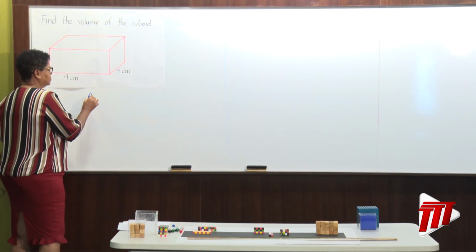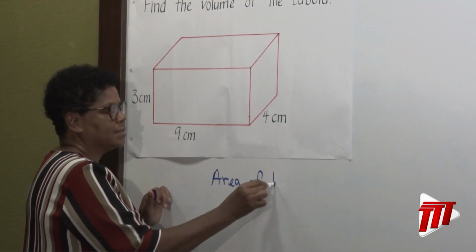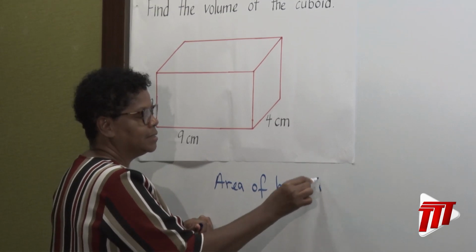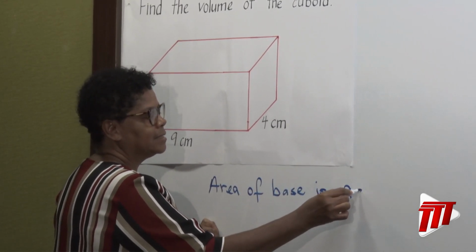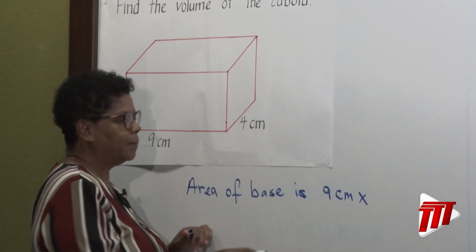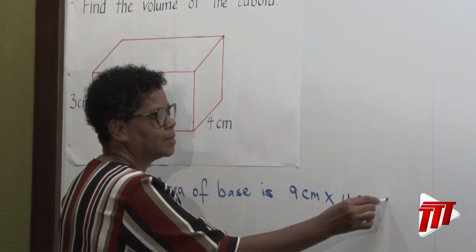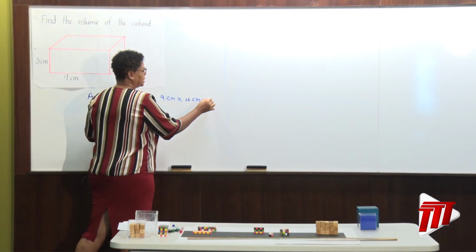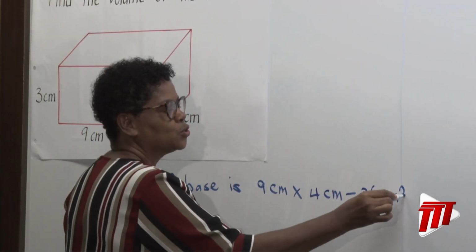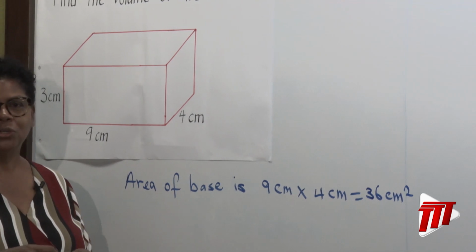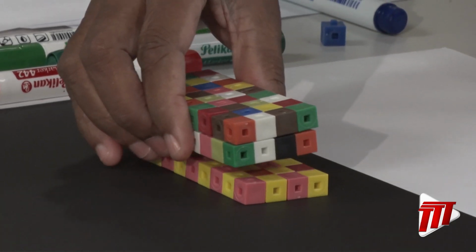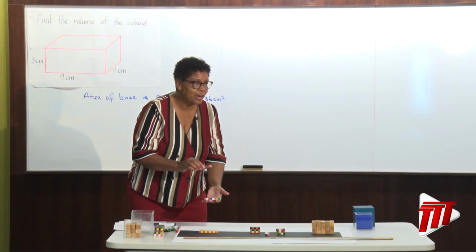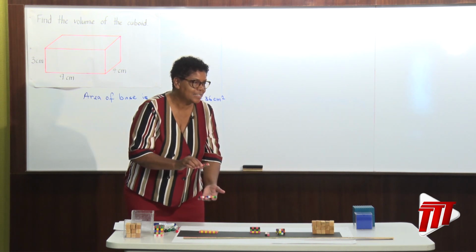So area of base is 9 centimeters multiplied by 4 centimeters. And that is equal to 36 square centimeters, because we are multiplying 2 dimensions. Just like the base, we have 3 layers that each has an area of 36 square centimeters.